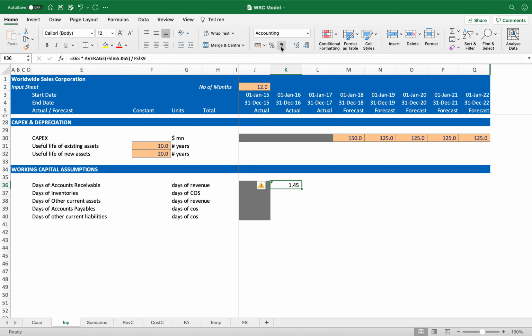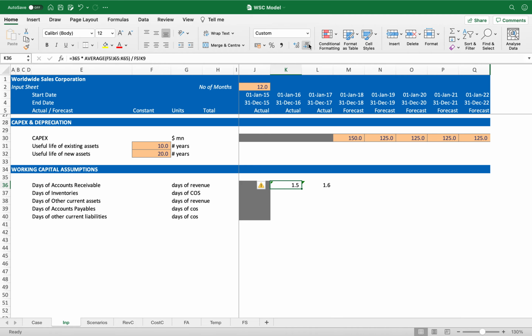So you get 1.5. All right, you get 1.5. So 1.5 days of revenue is tied up in your accounts receivable. Similarly, I can do it for 17 as well. So I just need to copy the formula.